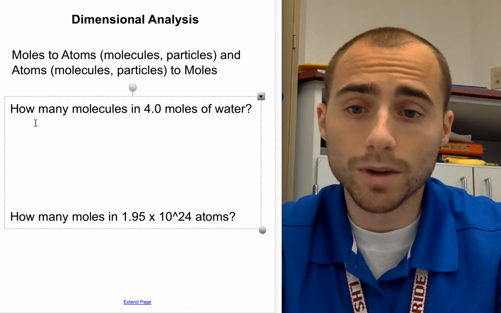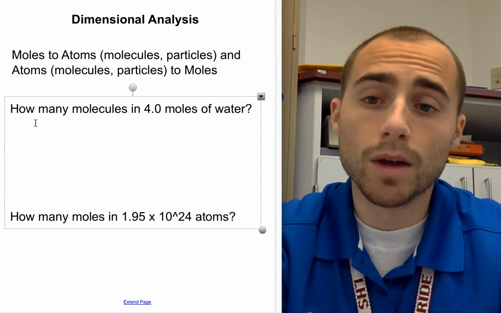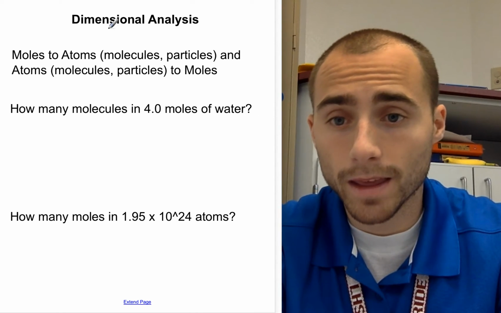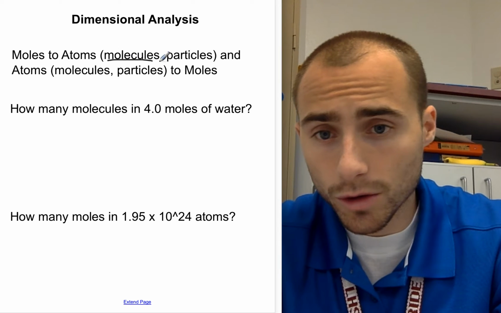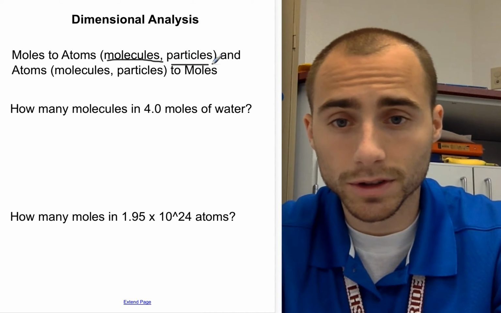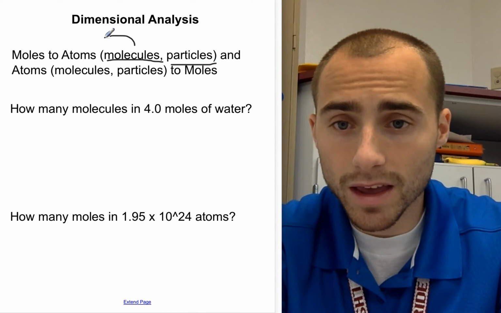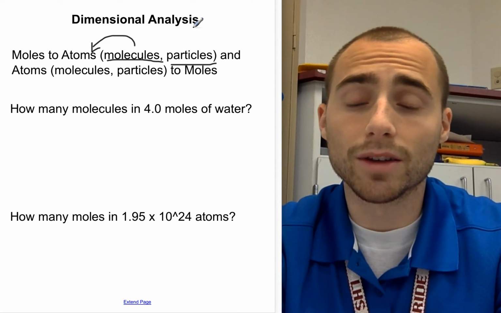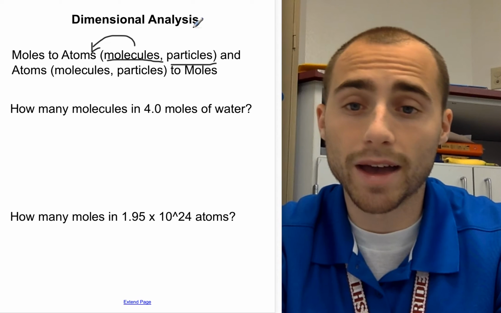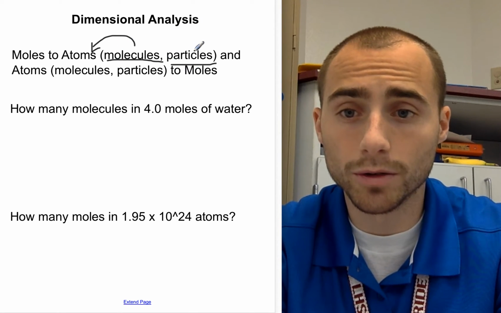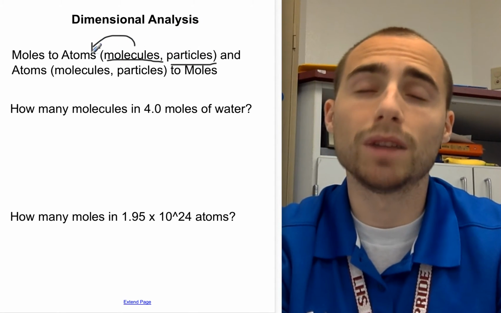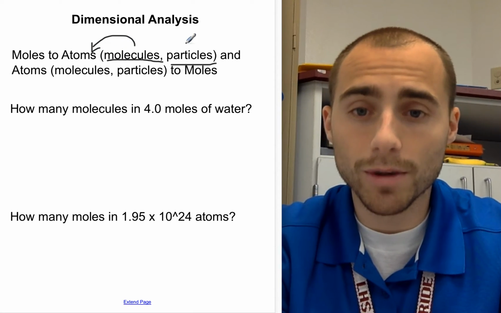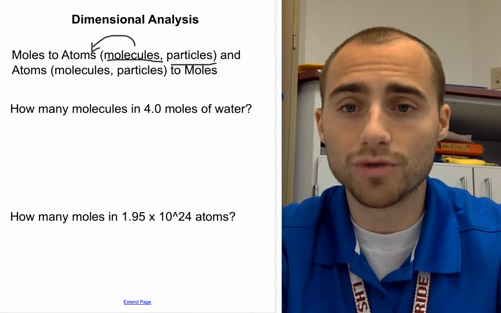2 more sets of one-step problems, this time going from moles to atoms and atoms to moles. Now, quick clarification. If you see the word molecules or particles, that is the same thing for the test as atoms. You treat it as a problem like this, going from moles to atoms. If you see molecules or particles, treat it like atoms. Please write that down. You can even write it on your pink sheet. Make sure you're treating molecules and particles the same way you treat atoms.